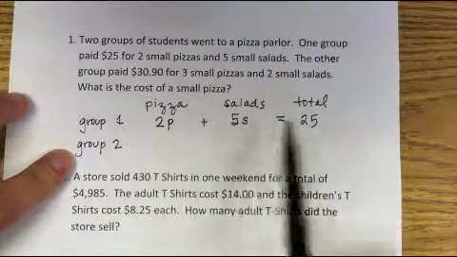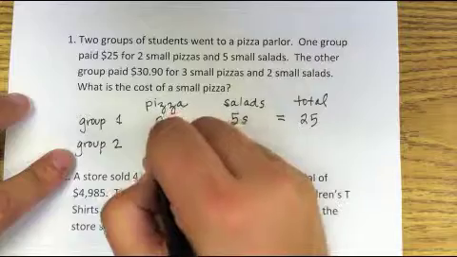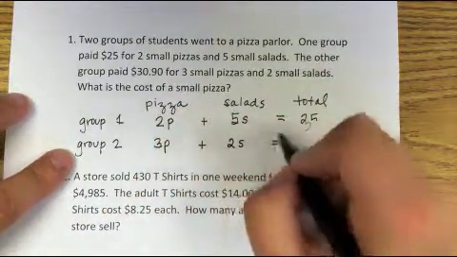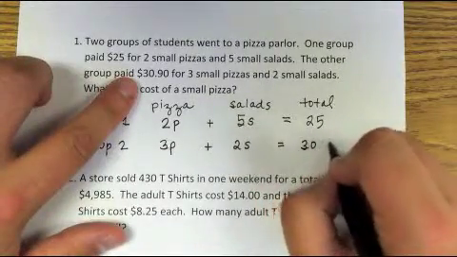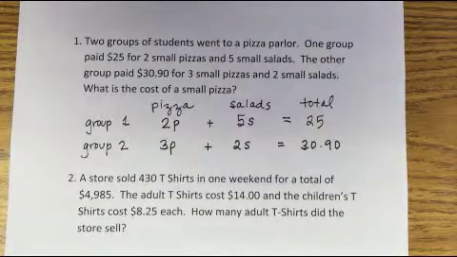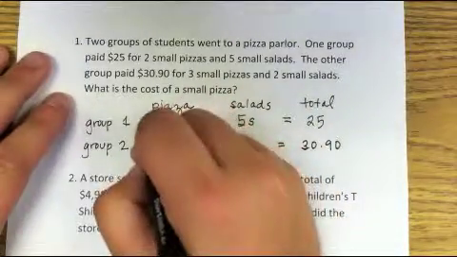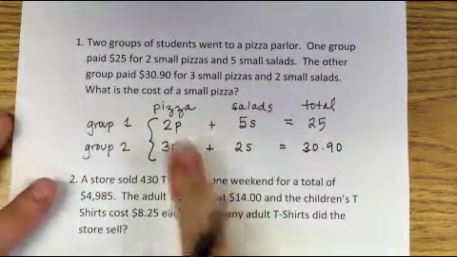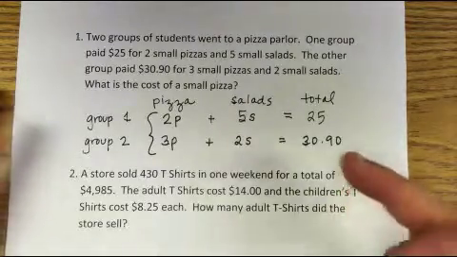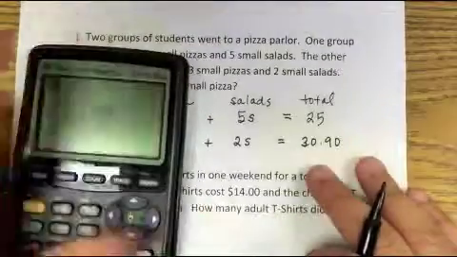So group 2, what did they get? The other group paid $30.90 for 3 small pizzas, so 3P. And they ordered 2 salads, and that's going to equal $30.90. Okay? So, these are the 2 equations. You can see that this is a system. So what we're going to do here is we're going to use our calculator to solve this thing. Okay? What exactly is the price of P? What is the price of S? Okay? So, let's see if we remember how to do this, guys.